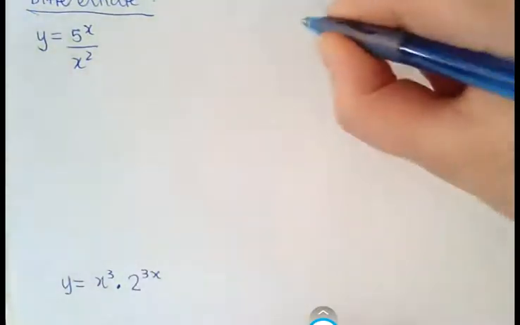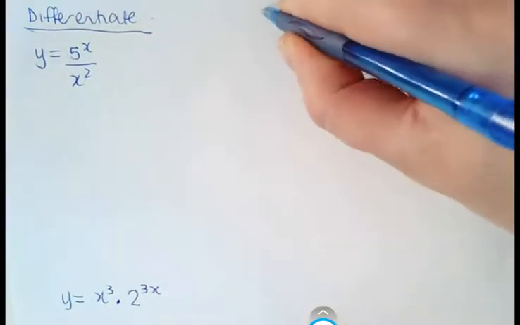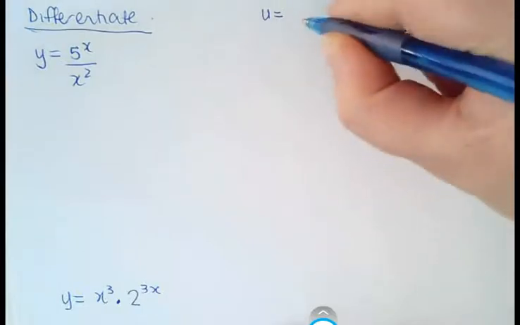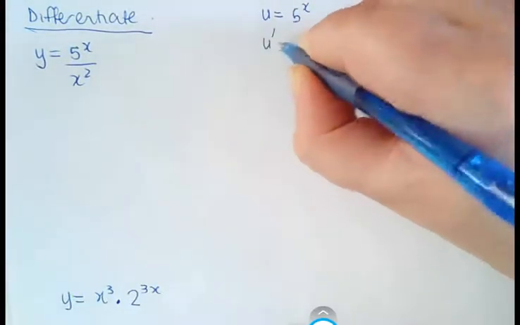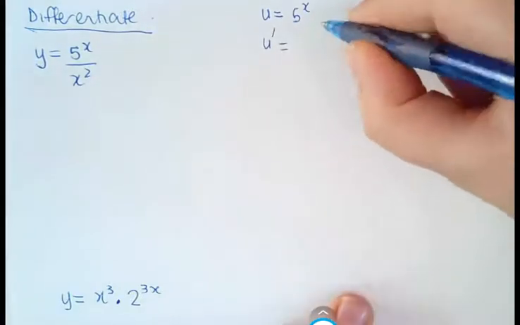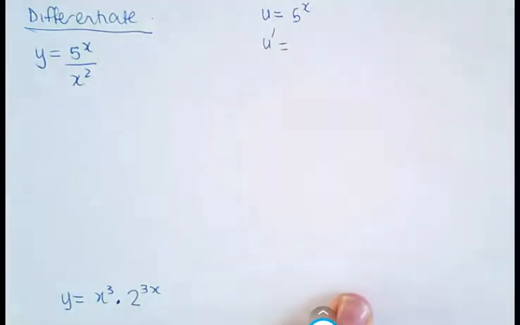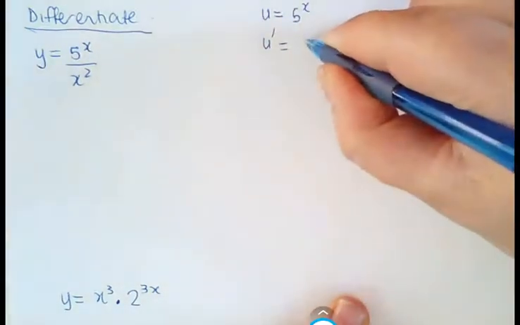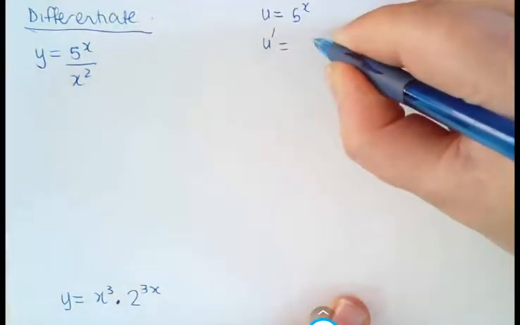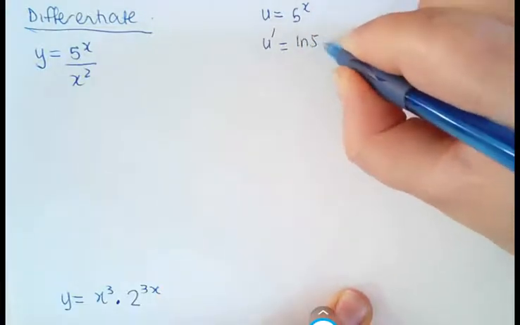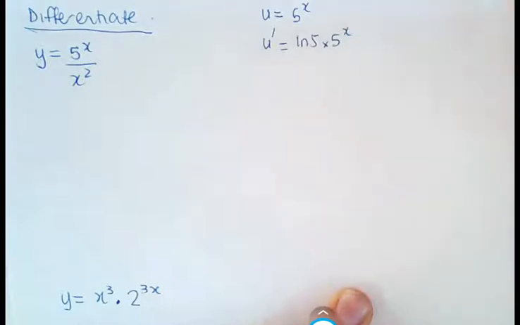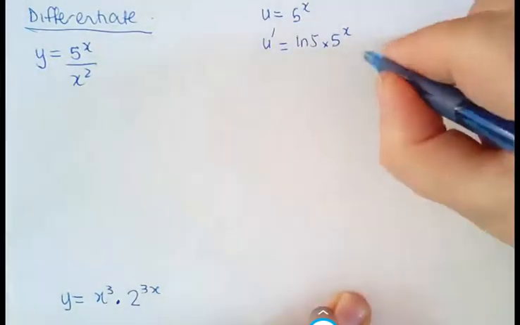So what are you going to do first? What's u? U is 5 to the power of x. U dash is. Remember, 5 to the power of x is very similar to e to the power of x. What's it going to be? 5 to the power of x times ln 5. Yeah, it's going to be ln 5 times 5 to the power of x times 1.